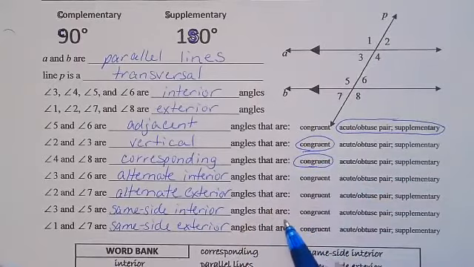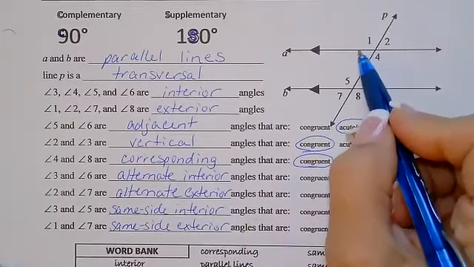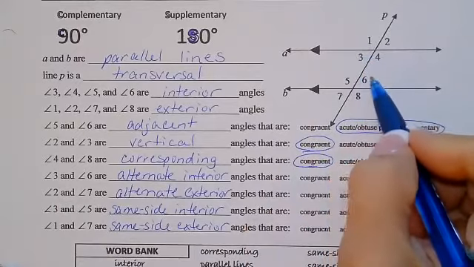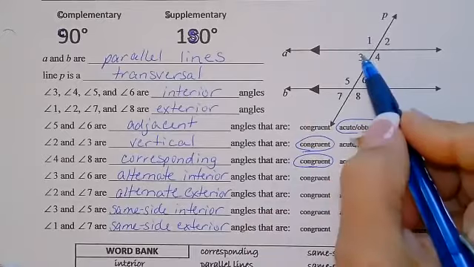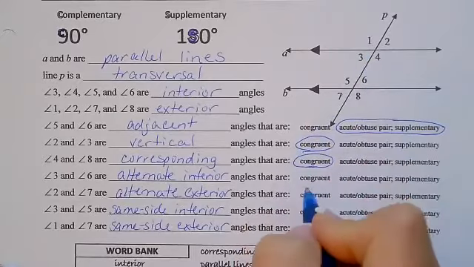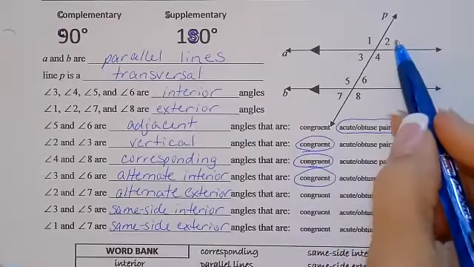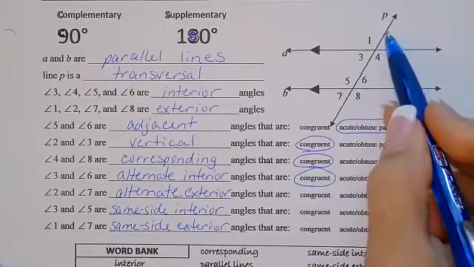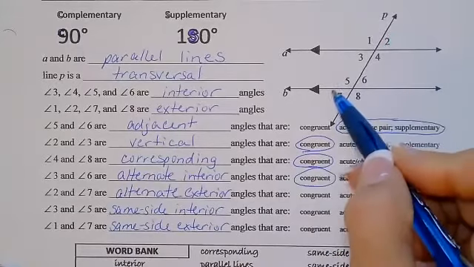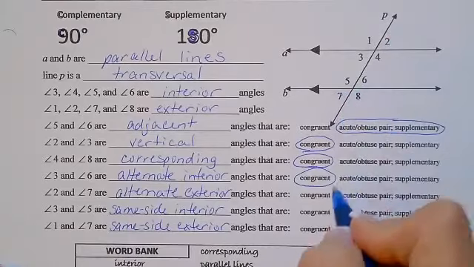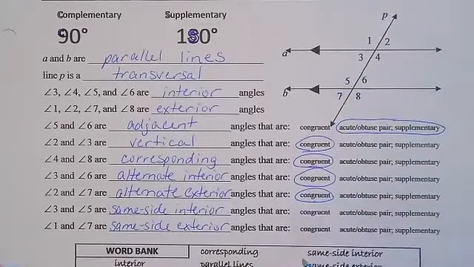Alternate interior, 3 and 6. So this is an acute and this is an acute. So alternate interior angles are congruent. 2 and 7 are alternate exterior. This is acute and this is acute. So that means they are congruent.